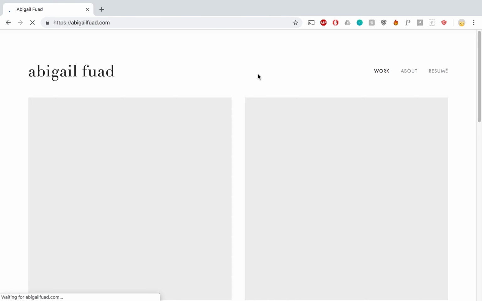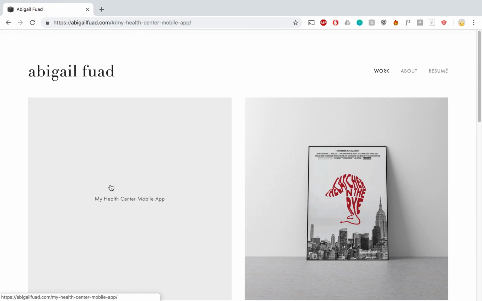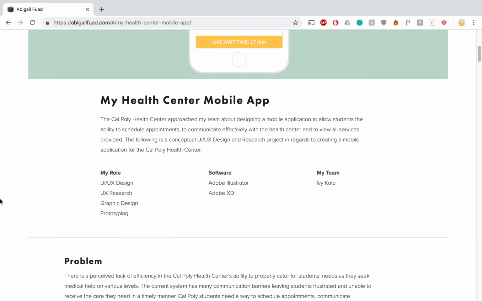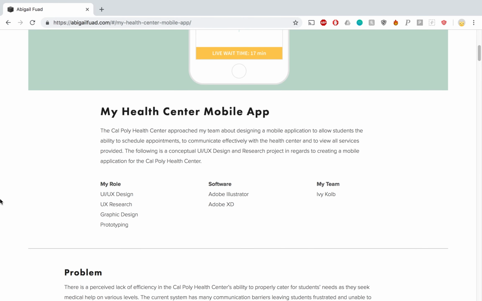So the first project I'm going to share about is this health center mobile application I designed with my teammate Ivy Kolb. And this was my first introduction to UI, UX, and we really dove deep into the UX research side of things. Just some background on the health center.